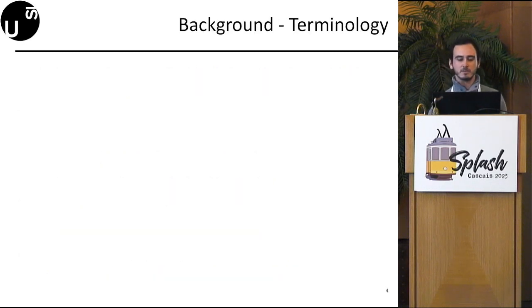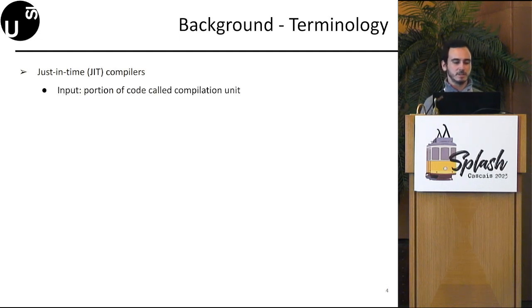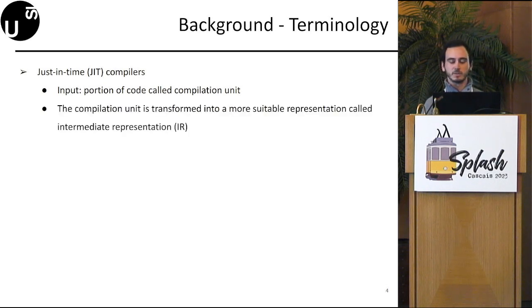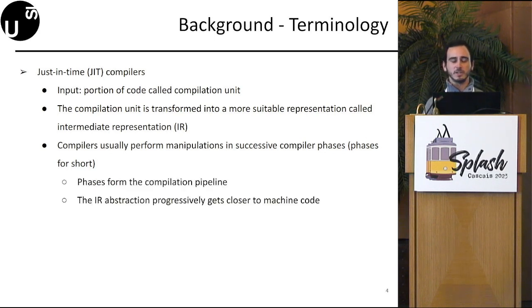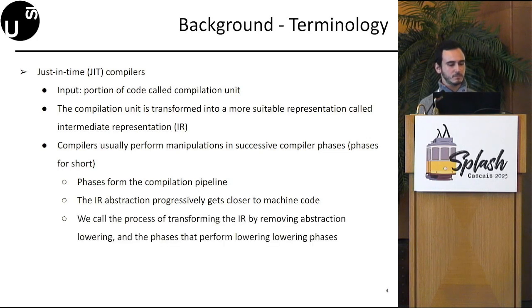Before explaining our technique, I would like to present some background, starting from the terminology. In this presentation, we focus on just-in-time (JIT) compilers. Just-in-time compilers take as input a portion of code called the compilation unit. At the beginning, the compilation unit is transformed into the most suitable representation that we call intermediate representation, IR. Compilers usually perform manipulations in successive compiler phases, which we call phases for short. Successive phases form the compilation pipeline. Within the compilation pipeline, the IR abstraction does not remain the same, but progressively gets closer to the machine code. We call this process of transforming the IR by removing abstraction lowering, and the phases that perform it lowering phases.